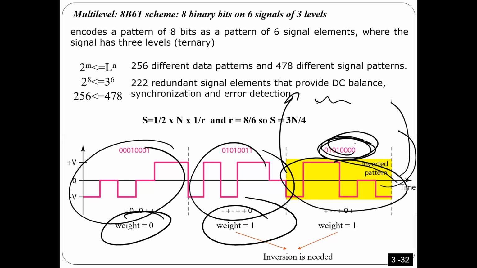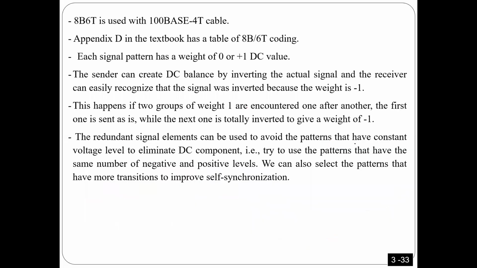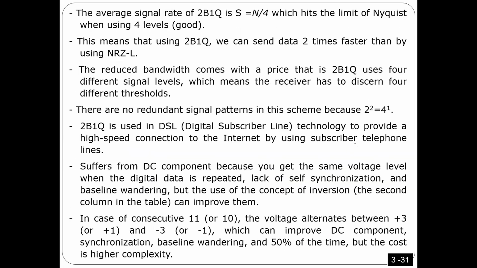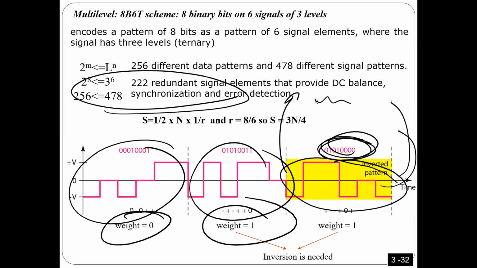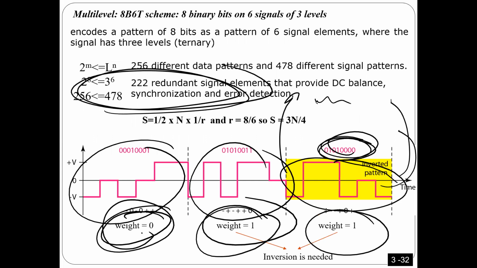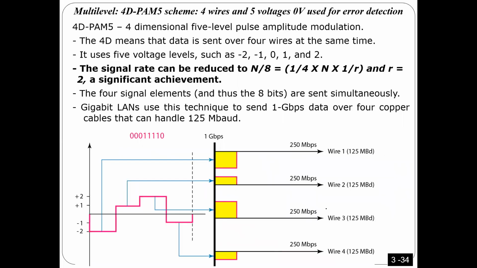Yes, question. Do you still have a question or did I answer it? Any questions? You understand here? So again, in conclusion, we did 2 enhancements here. Number 1, the redundancy in the number of signal elements is going to help me select a good pattern. Number 2, I'm going to select patterns with weight 0 or 1, and if it happens to have 2 consecutive with weight 1, I'm going to invert one of them. Any questions? Great.